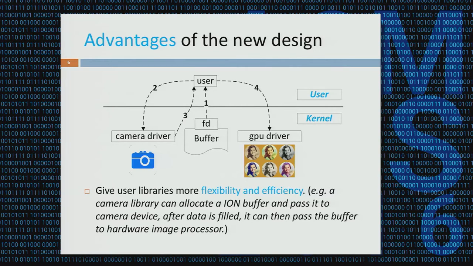This new design has its own advantages. The first advantage is that it offers more flexibility for user libraries. For example, a user library can allocate a graphic buffer and pass it to the camera. The camera device takes some photos and fills the graphic buffer with the raw image data. After that, the user library can pass the same buffer to the GPU, which will do some image processing, transformation, or rendering on the raw image data. So the whole process is very flexible. And we only need to pass around the buffer handle instead of the actual memory pages, so this is also very efficient.